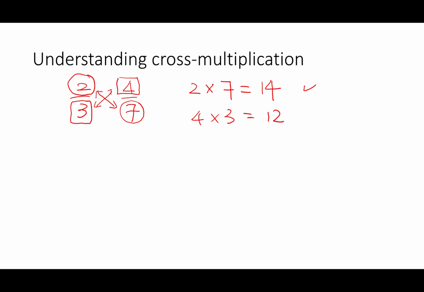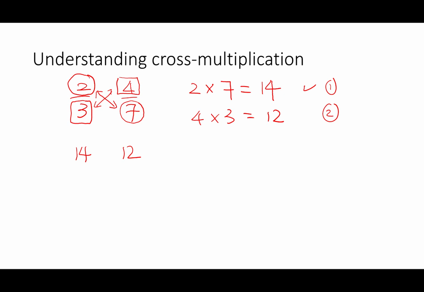To find out which of the two fractions is larger, cross multiply and place the two numbers you get. The larger number is always the larger fraction, right? So these are the two numbers that we get, the first one and the second one. In this case, 14 goes under 2 over 3. So these two numbers here, we put 14 under this fraction 2 over 3, and 12, put it under 4 over 7.